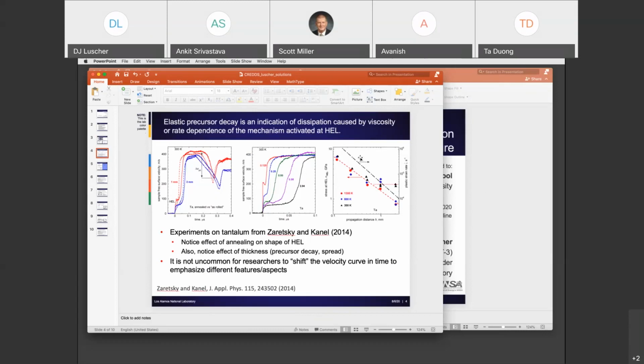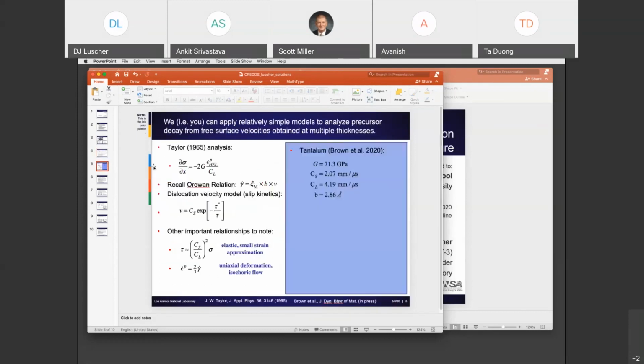This plot on the right, finally, is measurements from this experimental paper of Zaretsky and Kanel on tantalum. It's a plot of the axial stress within the material at that point of transition at the elastic precursor. So that's the stress associated with the Hugoniot elastic limit. And that's plotted on the y-axis versus the propagation distance of the shock wave on the x-axis. Okay, so this is all just setting the stage for the homework problem.